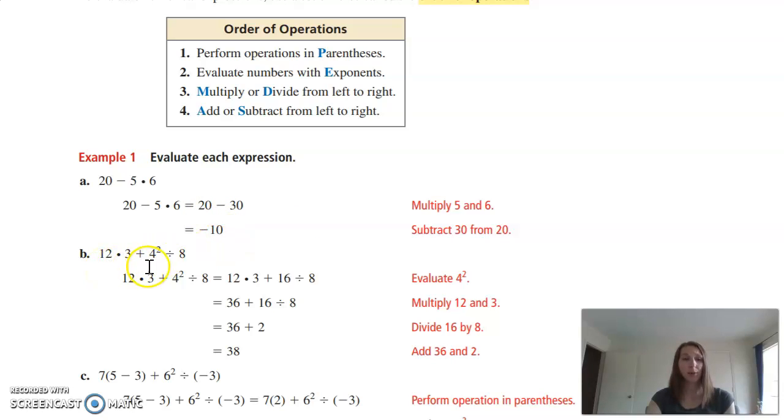The second one has exponents, which is where we are going first because we do not have parentheses. So 12 times 3 plus 4 squared divided by 8 is rewritten as 12 times 3 plus 16 divided by 8, because 4 squared is 16. Then you multiplied 12 times 3, which leaves 36. And we're left with division, but we need to do that next. 16 divided by 8 is 2. That leaves us to add across: 36 plus 2 is 38.